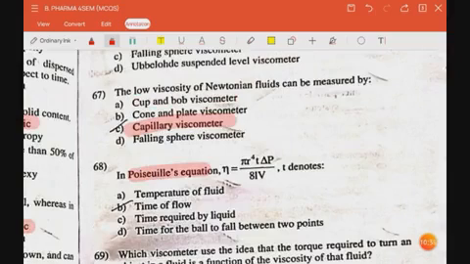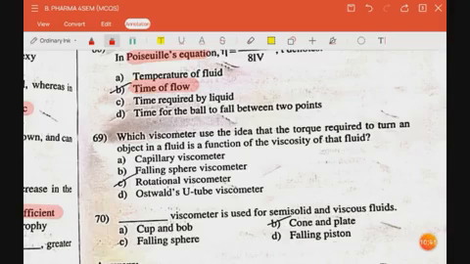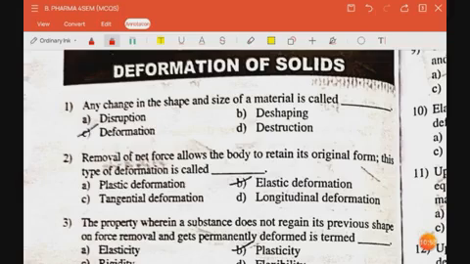Question is, in Poiseuille equation, t denotes time of flow. Dash viscometers use the idea that the torque required to turn an object in a fluid is a function of the viscosity of that fluid. The answer is rotational viscometer. Next question is, dash viscometer is used for semi-solid and viscous fluid. The answer is cone and plate. Dash of a material is called deformation. The next question is, removal of net force allows the body to retain its original form.